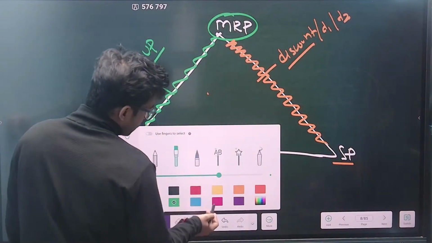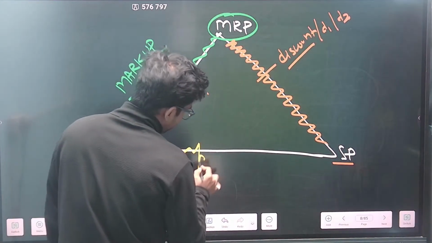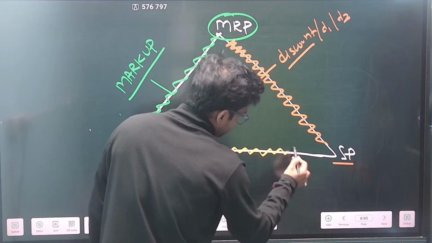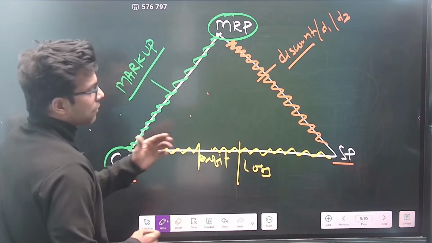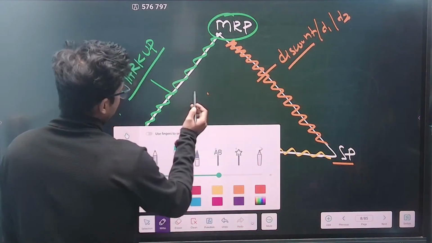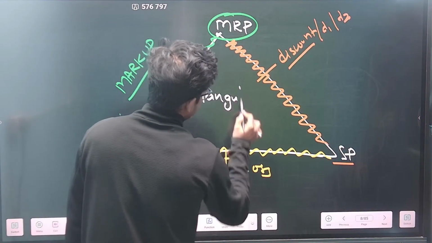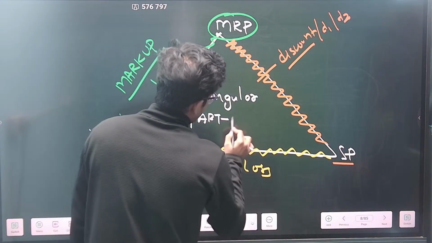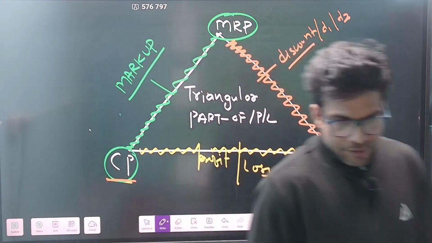Either this passage would give you the profit, or this passage would give you the loss. So two things can happen here. This is the triangular part of profit and loss. If you understand this part of profit and loss, this becomes very easy for you.